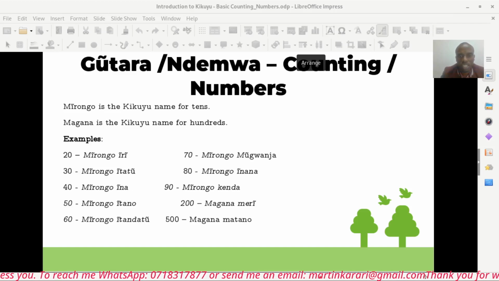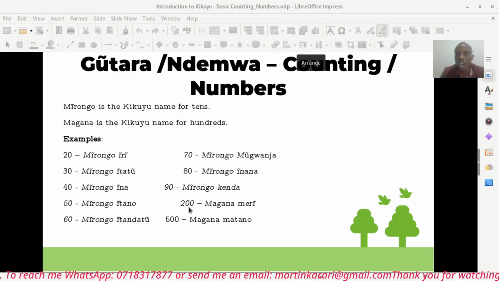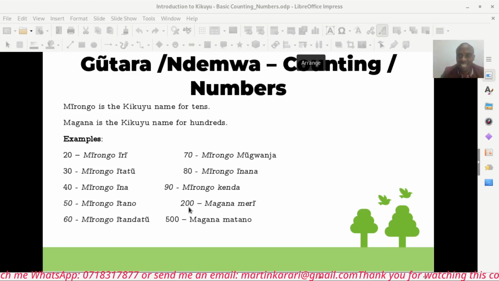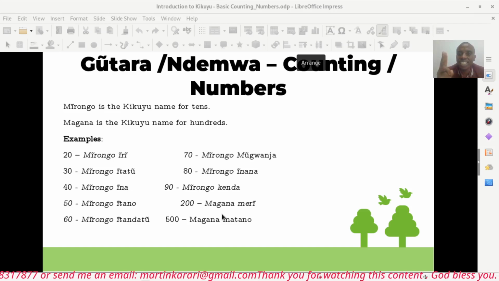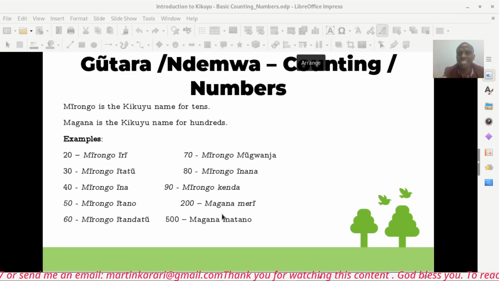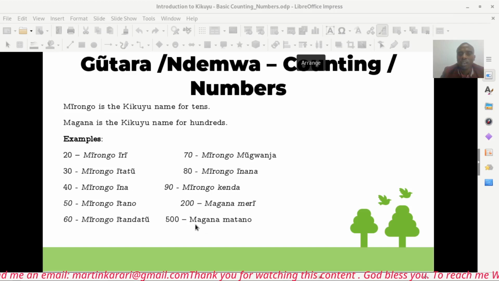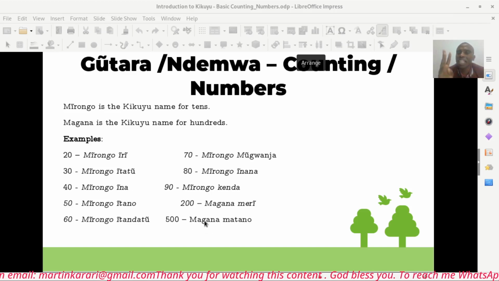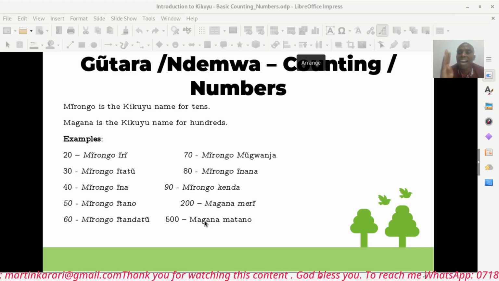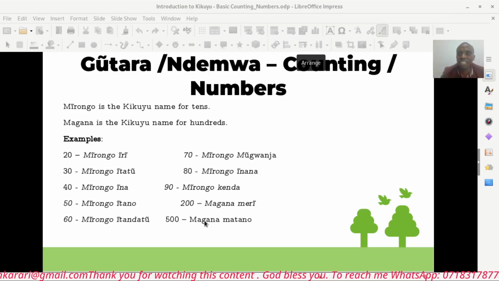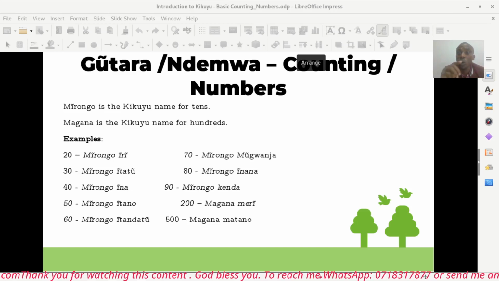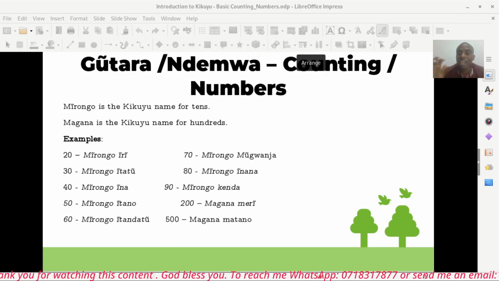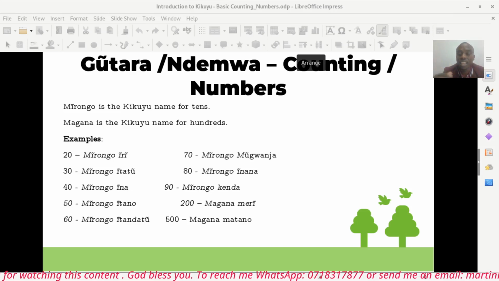Then let's just go to this other number here. This is 200. And we said that hundreds in Kikuyu is magana. So this is read as magana mele. 200. Simple. 300 will be magana matatu. 400, magana mana. 500 will be magana matano. Magana matandatu. Magana mugwanja. Magana manana. Magana kenda. And then we go to giri.